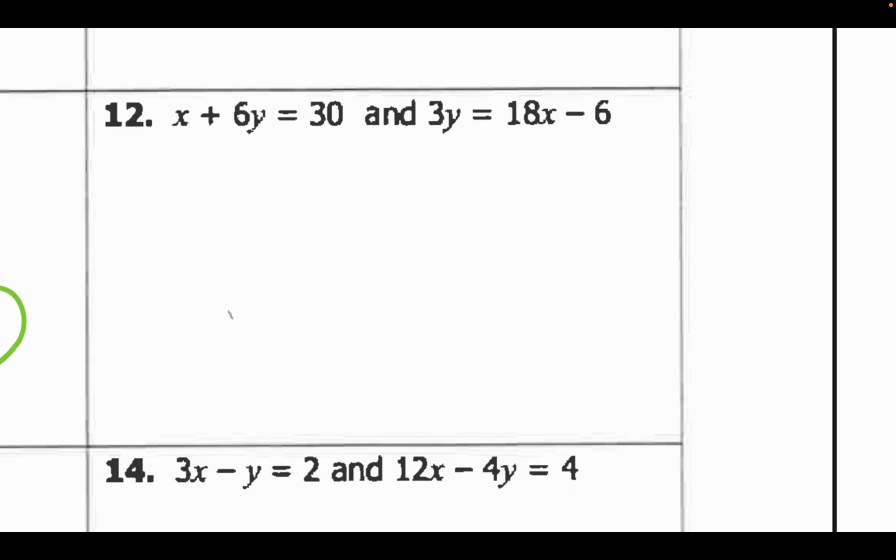Number 12, we start having to solve these to get them in slope-intercept form. So on this first one here, I'll subtract x, and I'll get 6y equals negative x plus 30. I divide every single thing by 6, and I get y equals negative 1 over 6x plus 5. This tells me my slope is negative 1/6. I didn't really need the plus 5 for this problem, because I don't need to graph it. I'm just comparing the slopes.